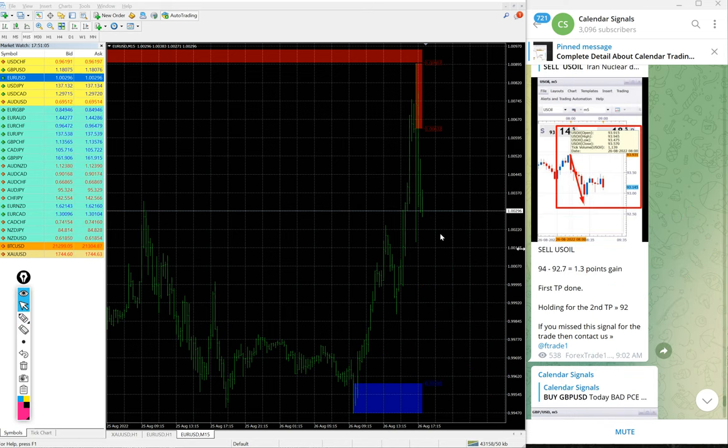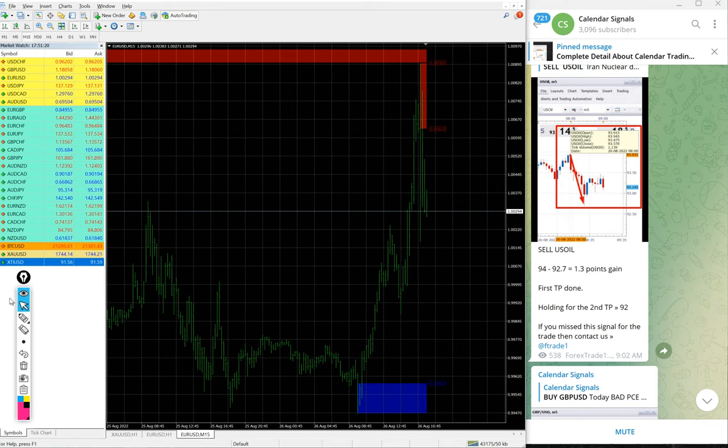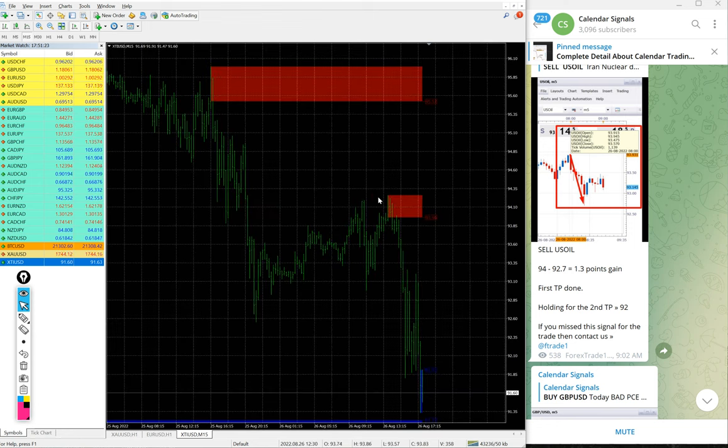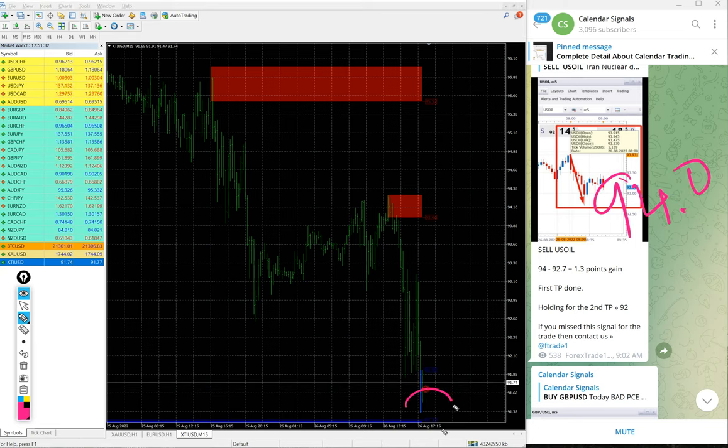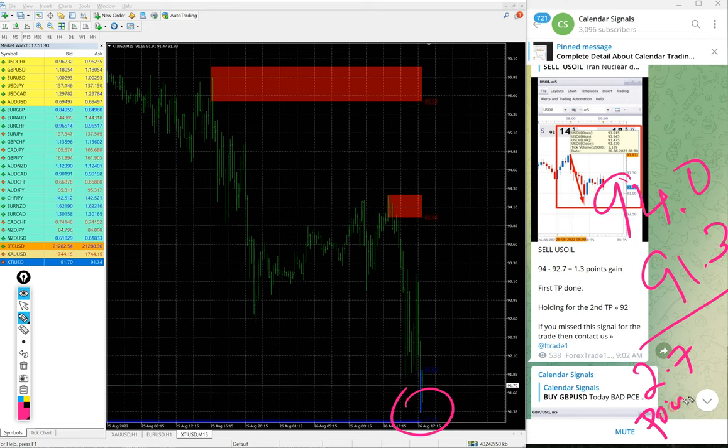So 140 pips gain on the EURUSD buy signal. Then the next signal performed is USOIL. Let me open the oil chart here. XTIUSD is USOIL. Here is the oil chart, and we gave sell USOIL. Entry taken at 94.0, and low traded 91.3. Huge profit on USOIL, 2.7 points gain on the USOIL sell signal. Huge profit on USOIL.